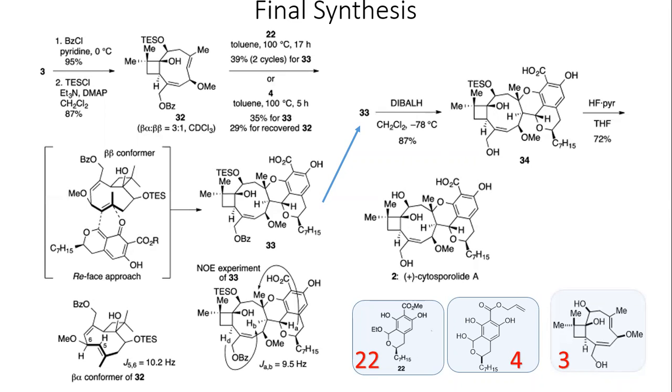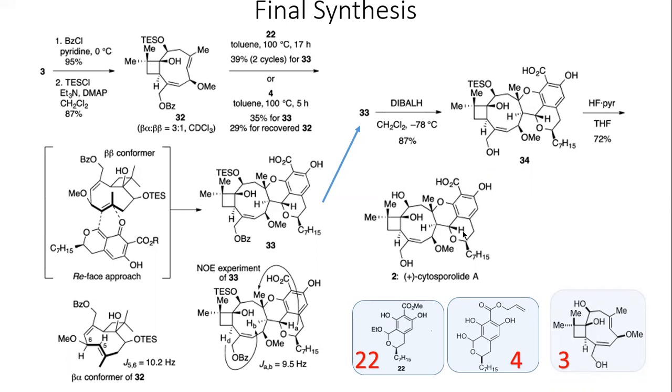And so it's coming from the bottom face, and then you get 33, which is here. So after they got 33, you can see 29% of recovered 32 and then 35% for 33. So it didn't go to completion, but they were able to isolate this, right? And then the next step, they just did a dissolving metal reduction here to take off the benzyloxy group, and then treated with HF and pyridine to take off the TES group, right? And so that got them to this final product where this ring is closed up.